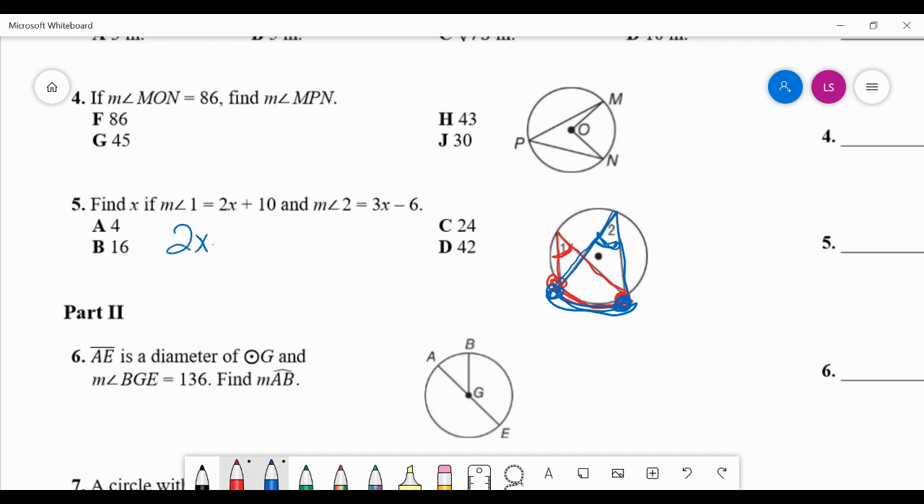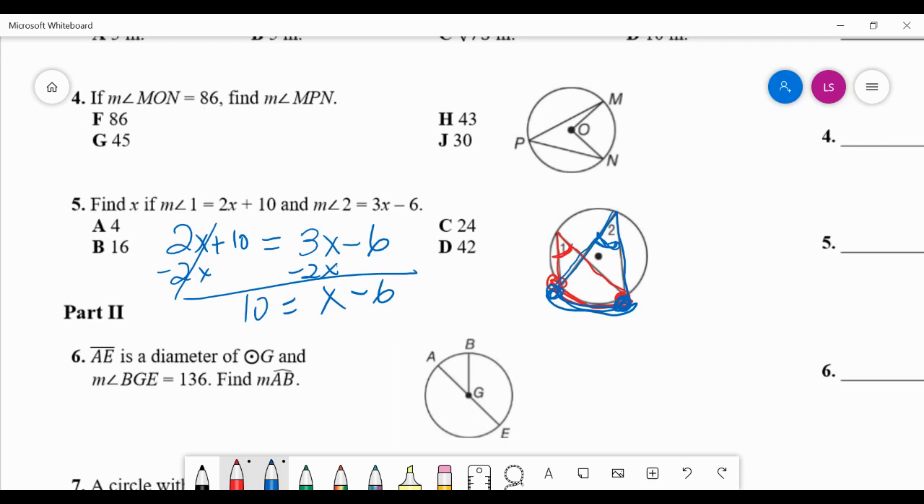So that would be 2x plus 10 equals 3x minus 6. Solve for x. Add 6 to each side. X equals 16.